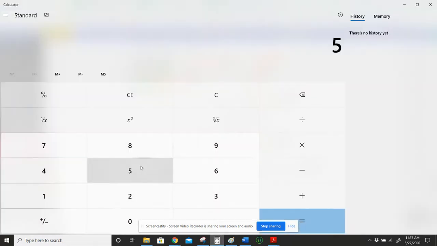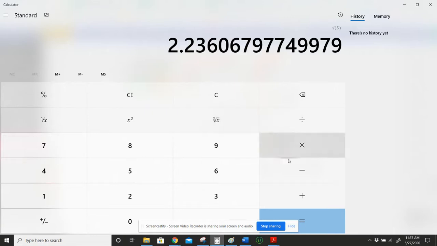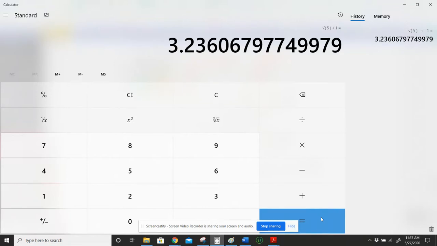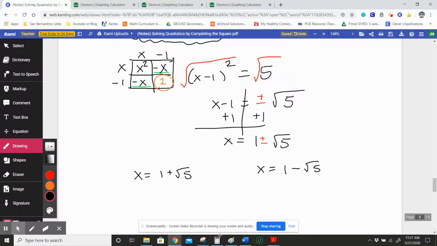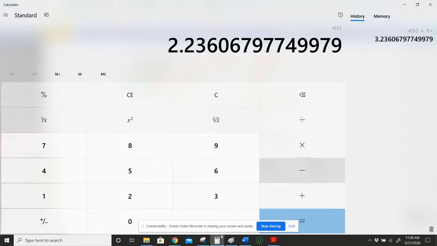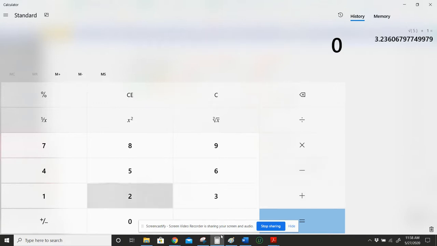First, take the square root of 5, and then add 1 to it. That gives me 3.23. So my first answer is x equals 3.23. My second answer is 1 minus the square root of 5. So I take the square root of 5, and then take 1 minus that number. So it's 1 minus 2.23.